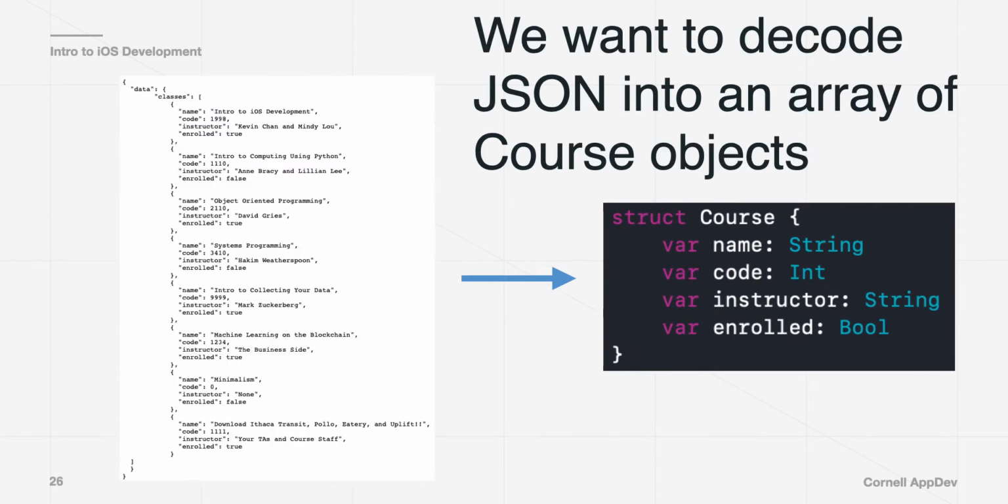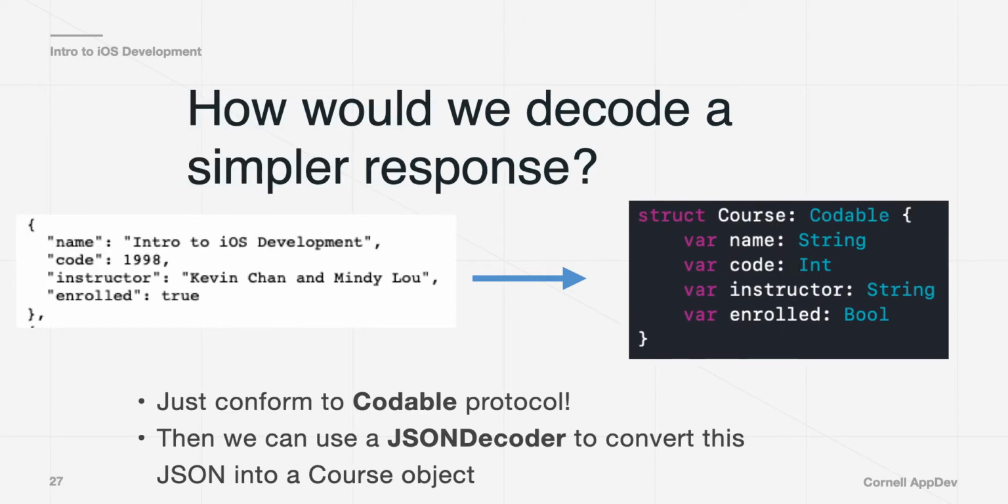So if this is too hard to think about, like decoding this entire array, we can also think about decoding a simpler response, so just one object in this array. Then you can see it's easily translatable that this object on the left in the JSON form is equal to the object on the right.